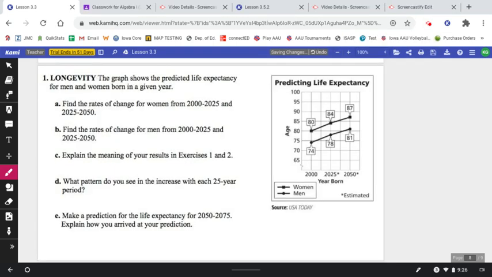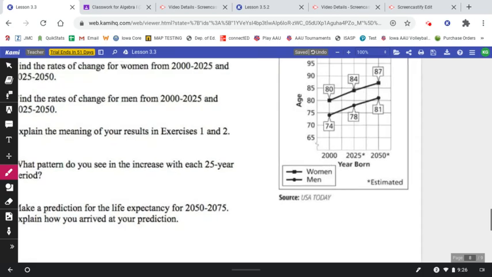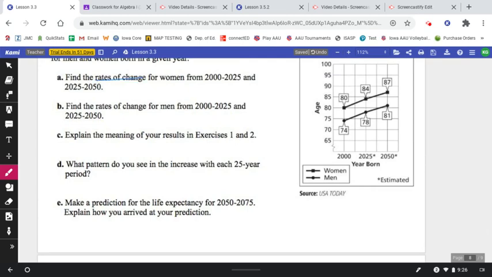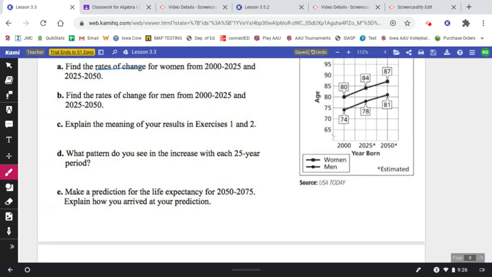The graph shows the predicted life expectancy for both men and women born in a given year. Find the rates of change for women from 2000 to 2025 and from 2025 to 2050. So what they're asking, rates of change, remember, is the same thing as slope. So looking for women, which is the squares, 80 to 84. So in 2000, it was 80. In 2025, it was 84. So there's my x1, y1, x2, y2.